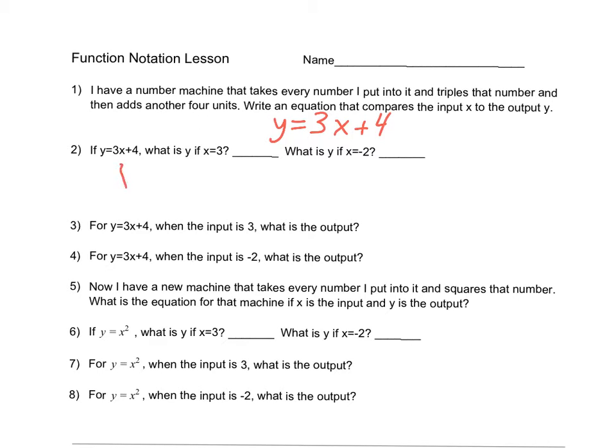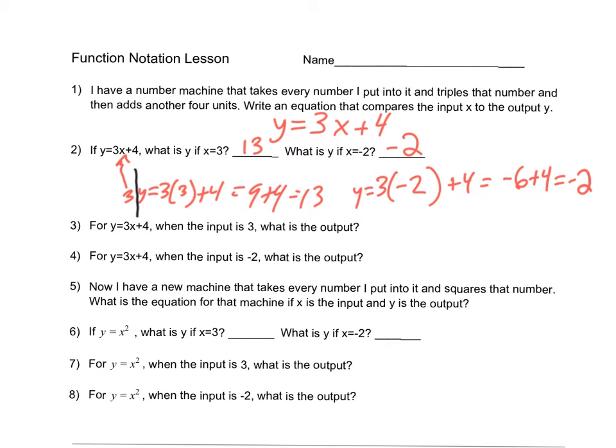So I plug in an input of 3 in for x, and I will have 3 times 3 plus 4, which is 9 plus 4, which is 13. So if I plug in my input of 3, I get an output of 13. You try it with x equals -2. So in this case, an input of -2 for my x actually gives me an output of -2 as well.